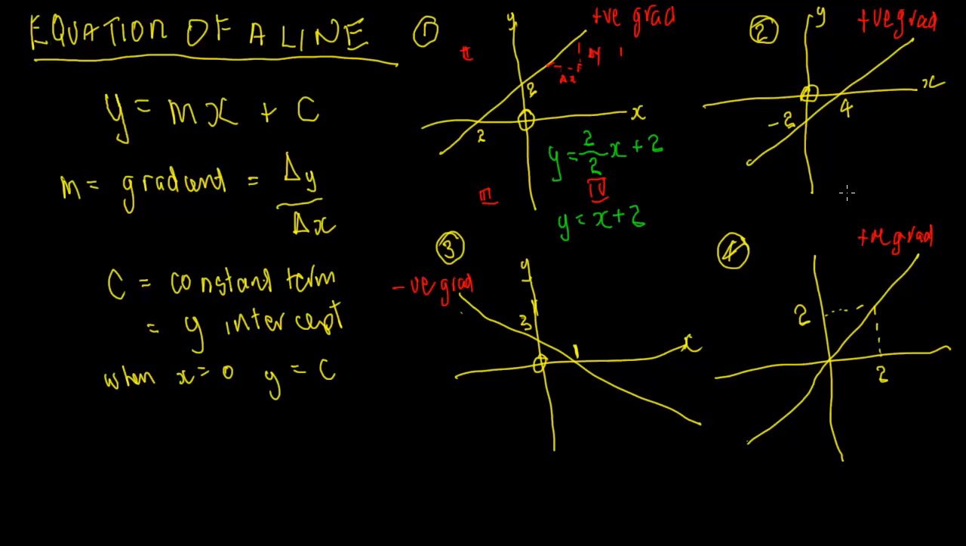So let's have a look at this one. Again, it's a positive gradient, so we go y equals, now our y distance here is 2, and I've shown here our x component would be 4, and our y-intercept would be -2. So that one's y equals half x minus 2.